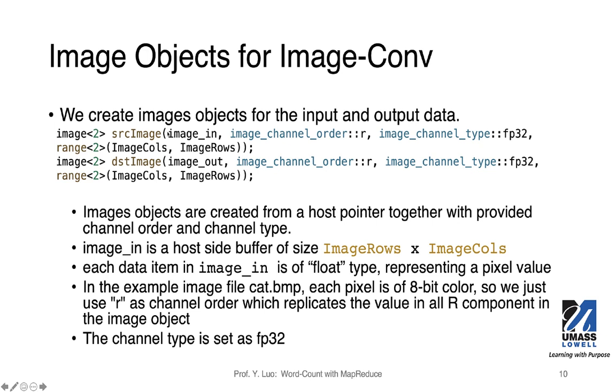This image object is going to be defined by several arguments. First is the host pointer, followed by the channel order and channel type, and then the size of the image. The first argument, image in, is a host side buffer of certain size, which is typically the image columns by image rows. Each data item in this buffer is of floating point type, or float, and represents a pixel value in the original image.